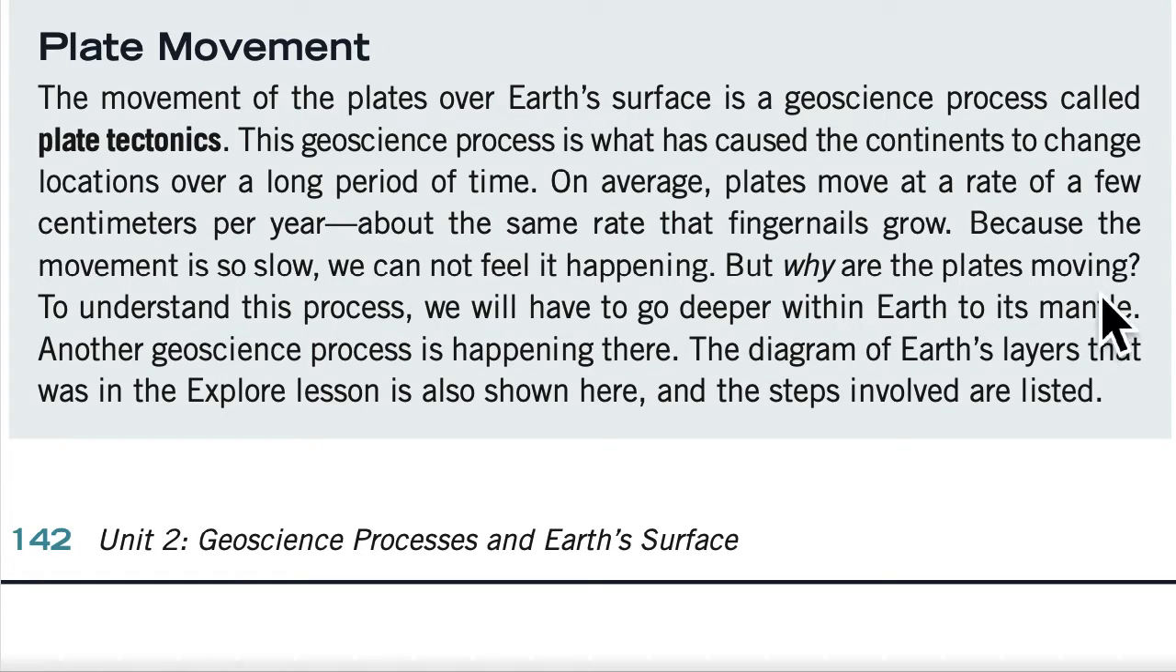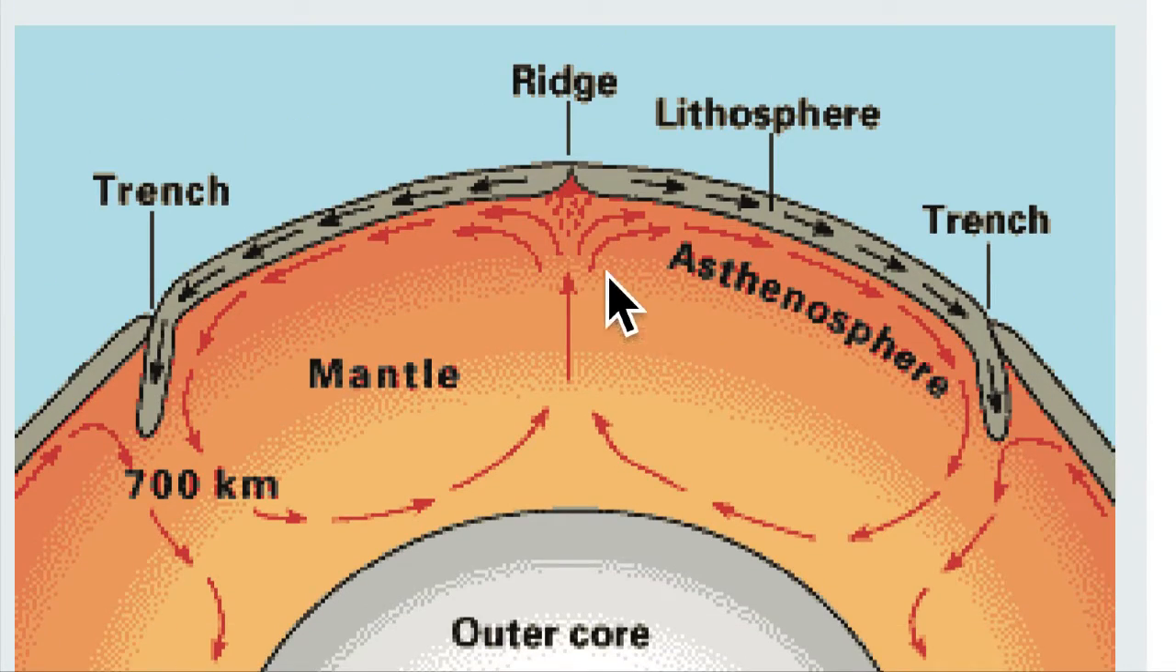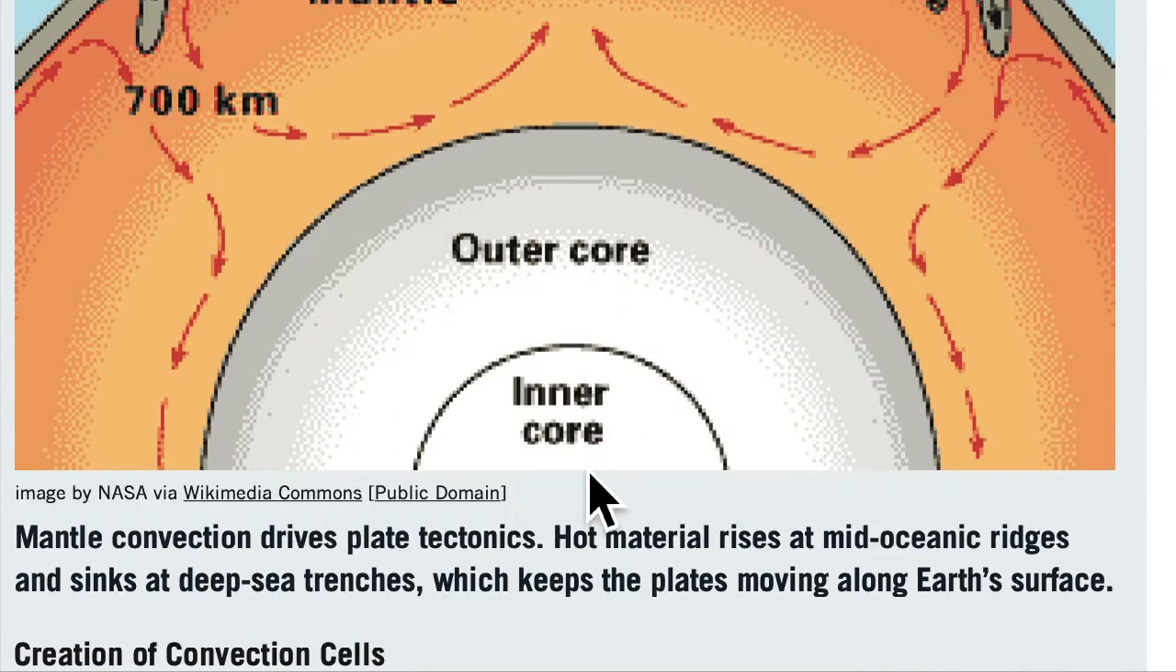But why are the plates moving? To understand this process, we will have to go deeper within Earth to its mantle. Another geoscience process is happening there. The diagram of Earth's layers that was in the Explore lesson is also shown here, and the steps involved are listed. Trench, ridge, lithosphere, trench, mantle, asthenosphere, outer core, inner core.